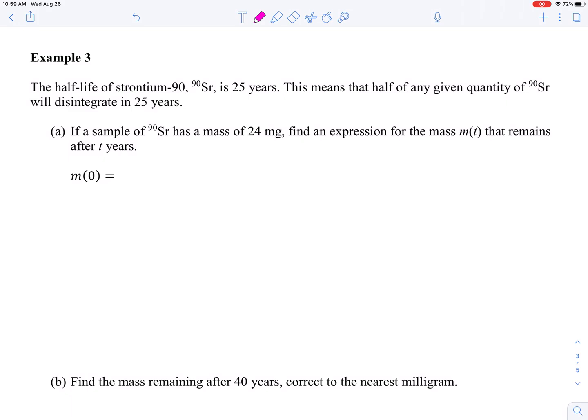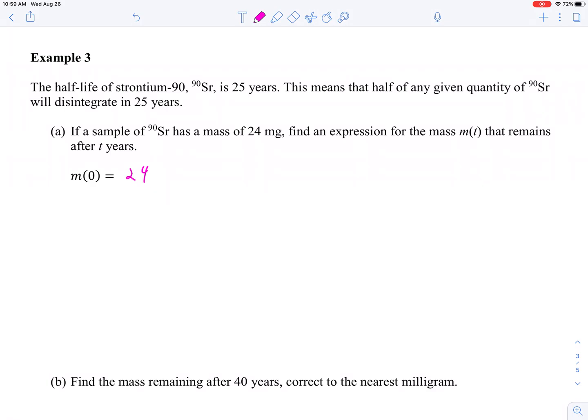Okay. So here's another one. So the half-life of strontium-90 is 25 years. So this means that half of any given quantity of strontium-90 will disintegrate in 25 years. So if a sample of strontium-90 has an initial mass of 24 milligrams, find an expression for the mass m of t that remains after t years. Okay, so we're going to kind of do this same thing we just did in that previous problem. So the initial m of 0, they just told us, was 24 milligrams.